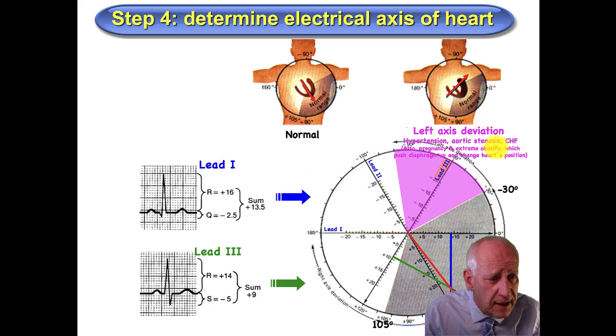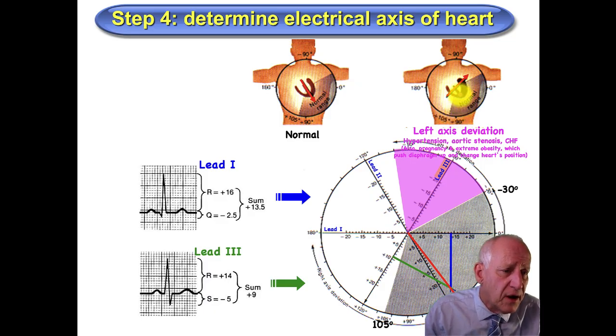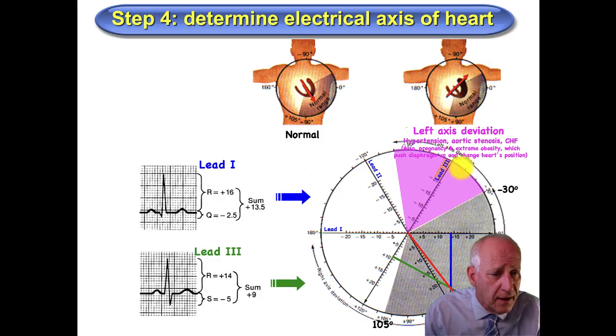We can also see a left axis deviation in conditions where the heart's position is altered. For example, in pregnancy, as the developing fetus grows, the diaphragm is pushed up and the heart is shifted more toward the left. This can also occur in extreme obesity.